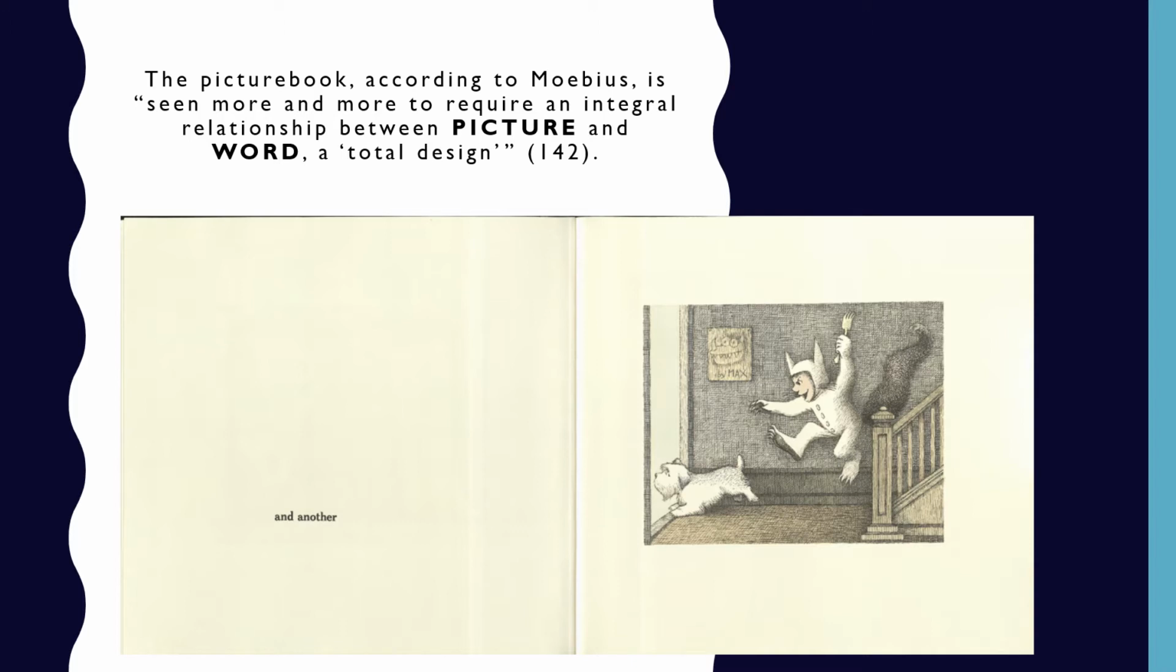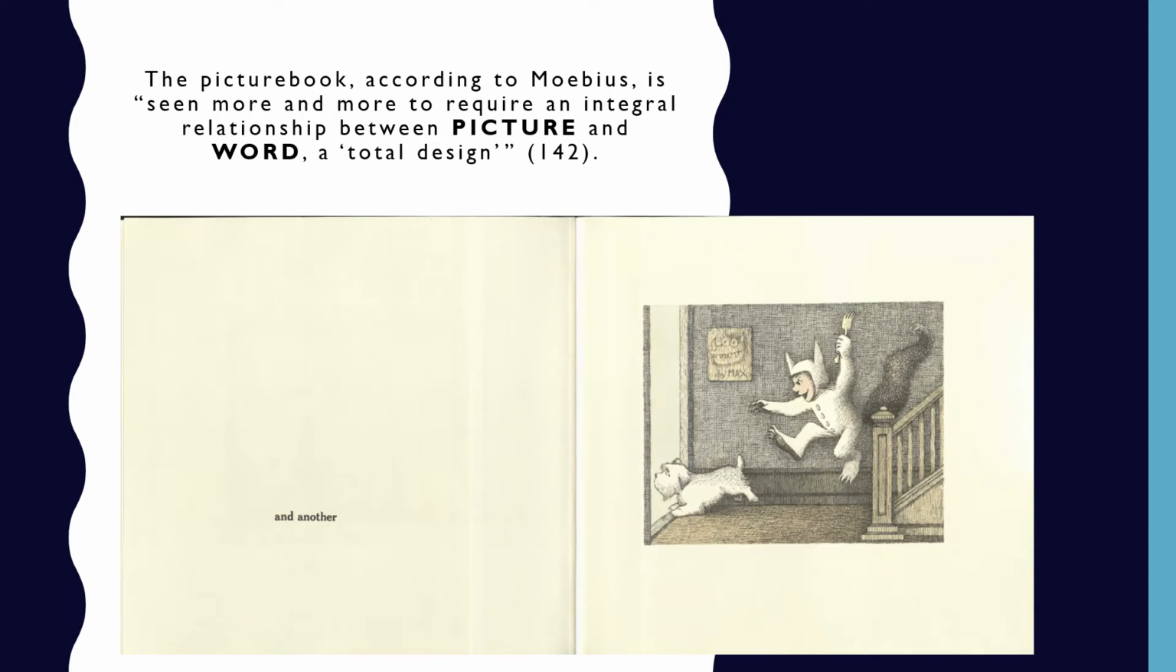So the first picture book code that I want to talk about is the idea of a total design. And so number 1 says the picture book, according to Mobius, is seen more and more to require an integral relationship between picture and word, or a total design. So this is a 2-page spread from Where the Wild Things Are. It's towards the beginning, and we have the words on the left side, but then we have this picture that gives us a lot more information about what is going on in the story.